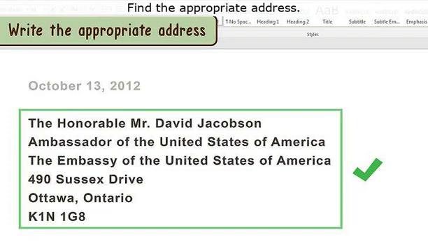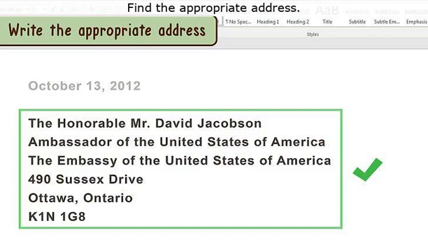If Mr. Potter is the ambassador, you would write, the Honorable Mr. Potter, Ambassador of Canada, Canadian Embassy. Note that for many countries the correct title for an ambassador is Excellency, as in His Excellency Mr. Potter, Ambassador of Canada, Canadian Embassy.